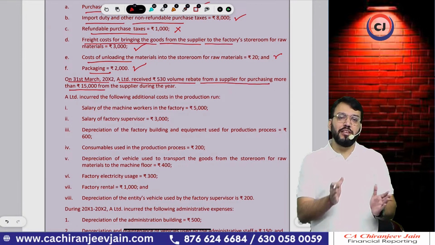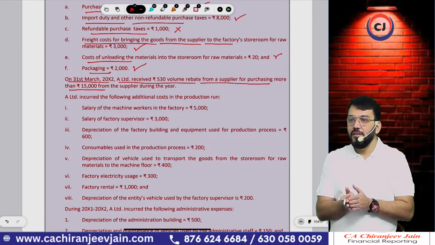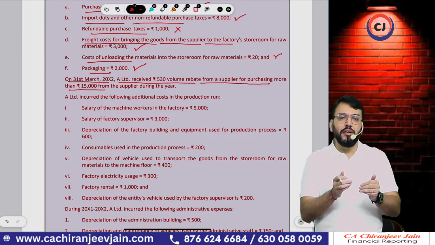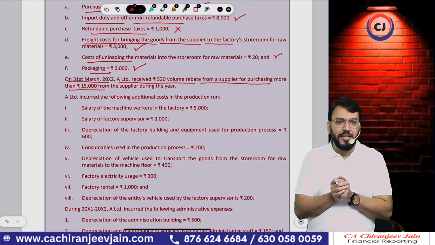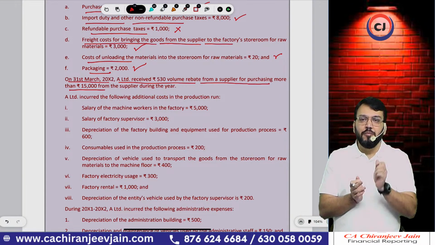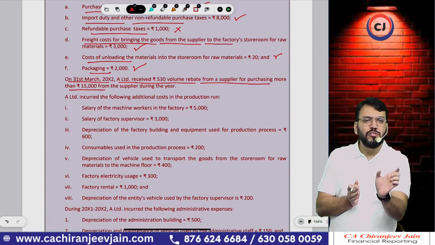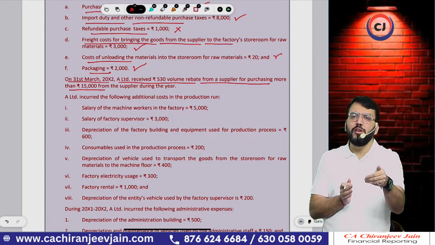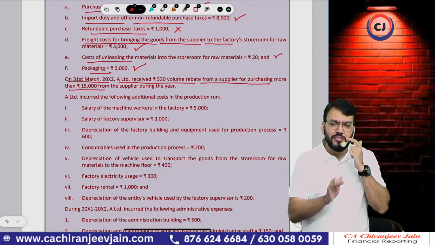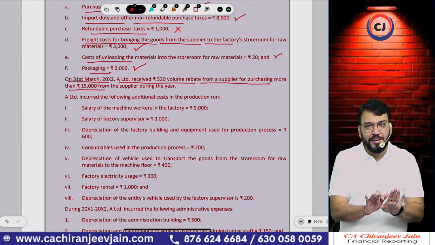Achha, one point. What is the difference between trade discount and rebate? Trade discount and rebate both are given on purchase, on the trade date. But trade discount is given to all customers. Rebate is given to some special customers on fulfilling some terms and conditions. That is the difference. But both are given on the trade date.